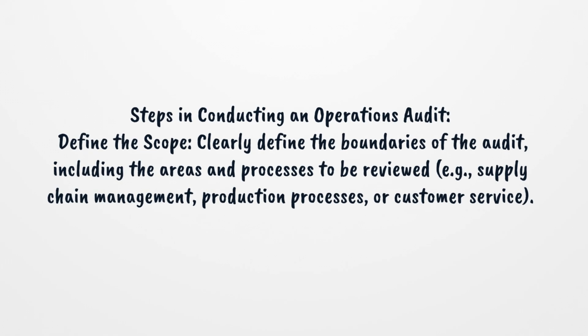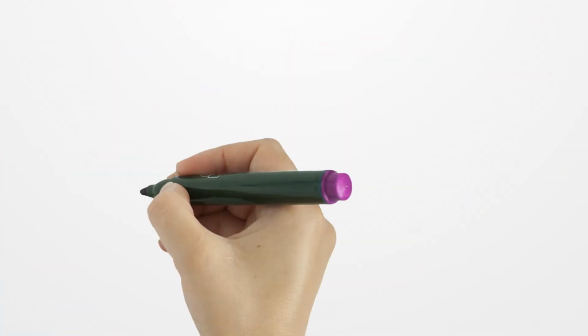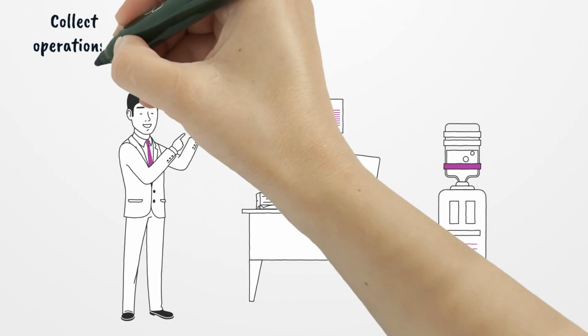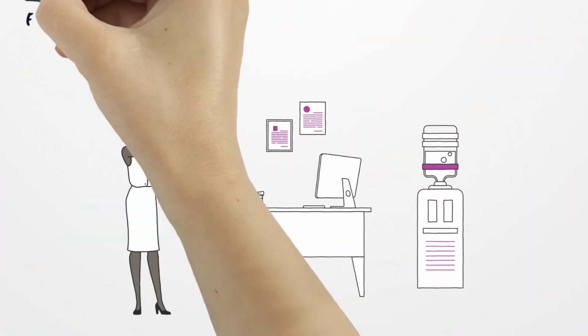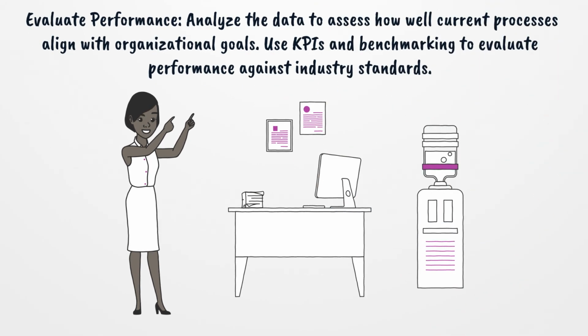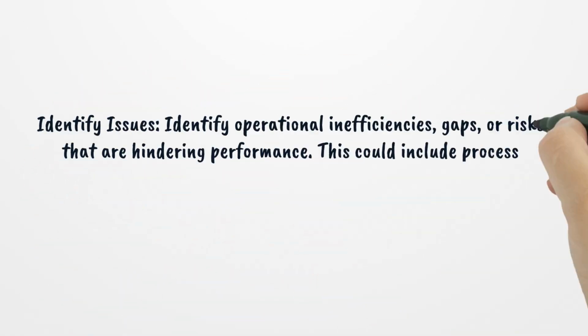Define the scope, clearly define the boundaries of the audit, including the areas and processes to be reviewed, e.g., supply chain management, production processes, or customer service. Collect data, gather quantitative and qualitative data about current operations, including performance metrics, employee feedback, and process documentation. Evaluate performance. Analyze the data to assess how well current processes align with organizational goals. Use KPIs and benchmarking to evaluate performance against industry standards.